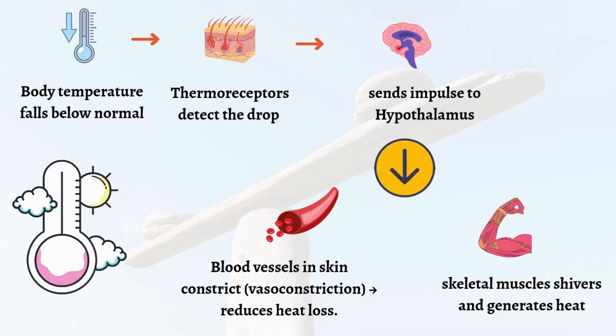When the body temperature falls below the normal level, the thermoreceptors detect the drop in the temperature and send impulse to the hypothalamus in order to activate the warming mechanisms. The effectors such as skeletal muscle shiver and generate heat. Likewise, blood vessels in the skin constrict and reduce heat loss so that the body warms up to the normal temperature, and the warming response thus negates the initial decrease in the temperature.